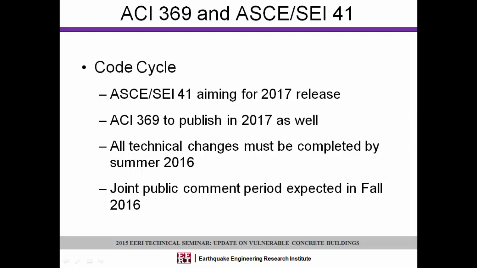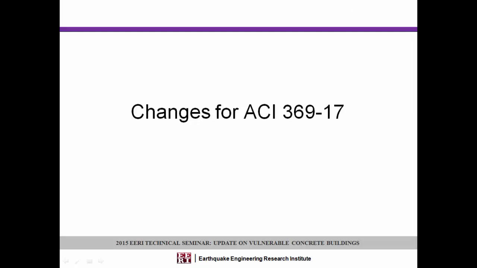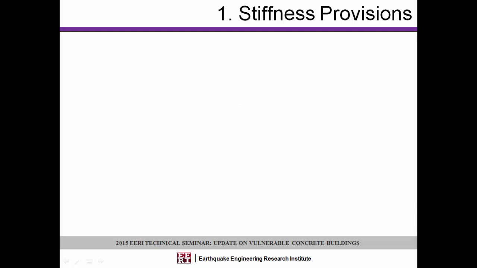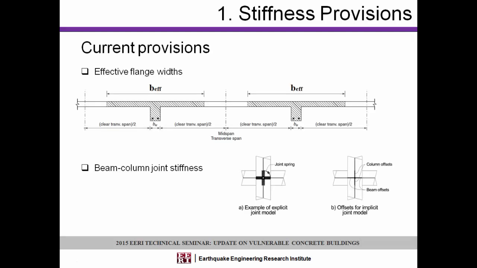This is relatively new. Now what I'm going to talk to you about is the changes for the next code cycle in ACI 369. So we took the concrete provisions, and now we started the standard, and we're looking at a few changes. Because we have such a short cycle, we can only put in a few changes, but I'll also talk to you about future changes that are coming around. One big change that we're trying to put in there is changing stiffness provisions, especially for shear walls. A quick overview of what those stiffness provisions look like.